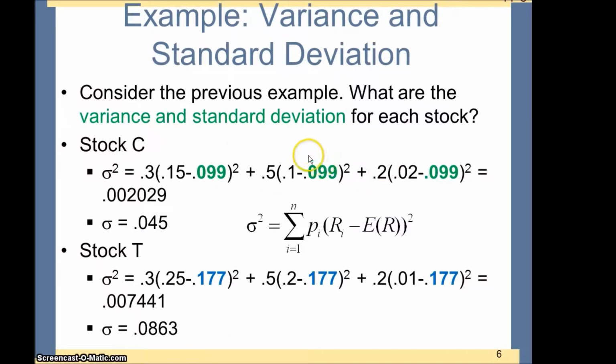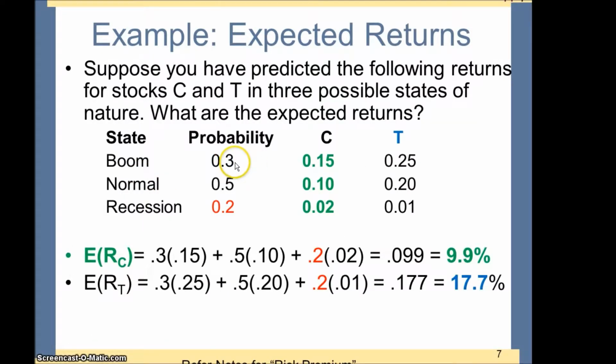Now, the question asks, consider the previous example. What are the variance and standard deviation for each stock? Why do we need to consider the previous example? Because we have to refer to the probability, individual return, and also expected return that we calculated just now. Let's see, what is the variance of stock C? That is the formula, right? We must have the individual return, the expected return and the probability. Let's look at stock C. Here is the probability, here is the individual return, and this is the expected return. So we have to use these figures.